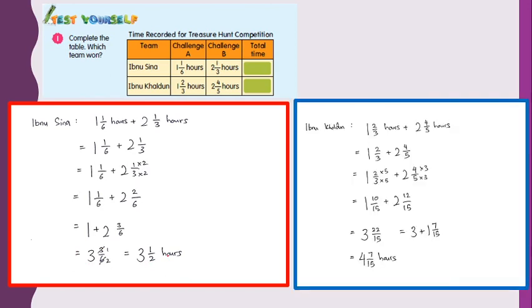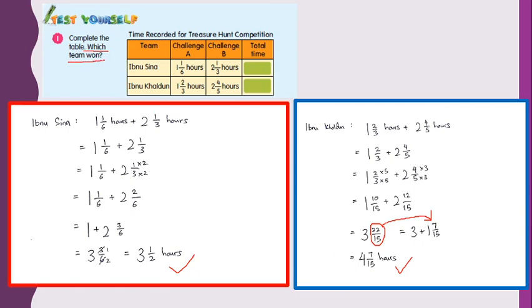Okay, next one, Ibn Khaldun, you do the calculation. 1 2/3 hours plus 2 4/5 hours, and then here you can see this is an improper fraction. So I change the improper fraction into a mixed number. After that you will have your answer for 7/15 hours. So this is Ibn Sina's, this is Ibn Khaldun's. So done? Not yet. We have to answer the question.